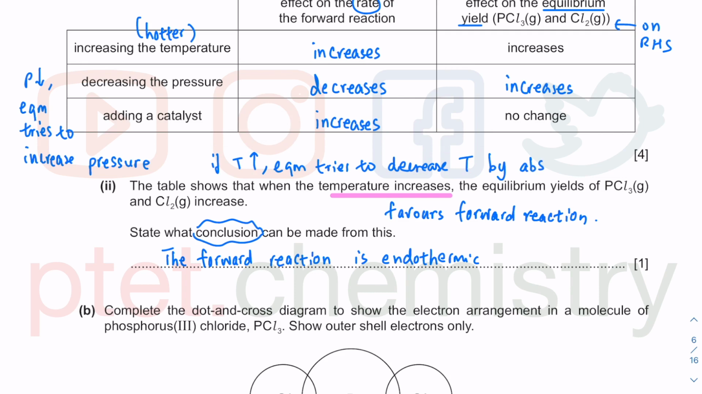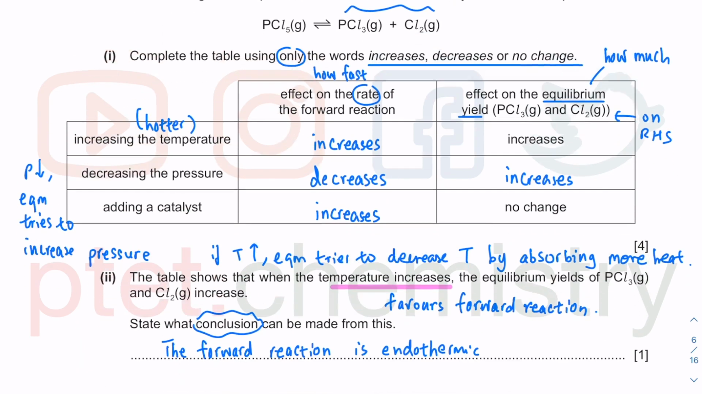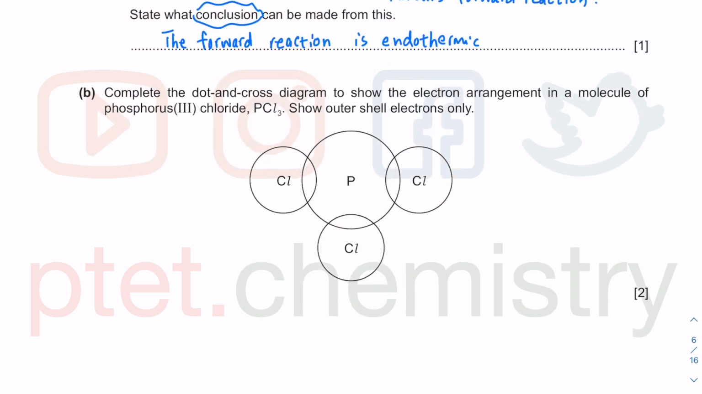How do I make the outside cooler? I'm going to absorb more heat from the surroundings. And as I do that, I'm going to favor the forward reaction, which is why as I shift to the right hand side favoring forward reaction, I'm going to get more PCO3 as well as CO2 there. So that kind of makes sense overall.